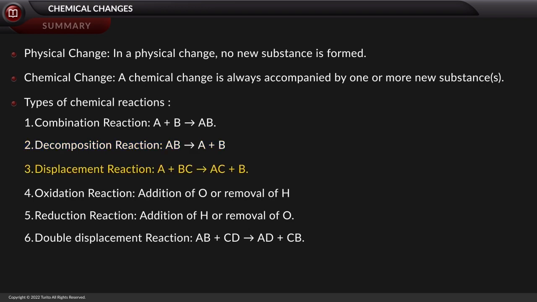Displacement reaction: A plus BC gives AC plus B. Oxidation reaction: addition of O or removal of H. Reduction reaction: addition of H or removal of O. Double displacement reaction: AB plus CD gives AD and CB.